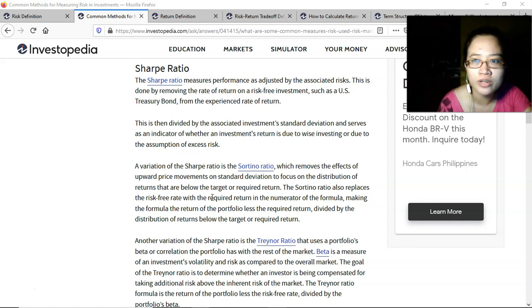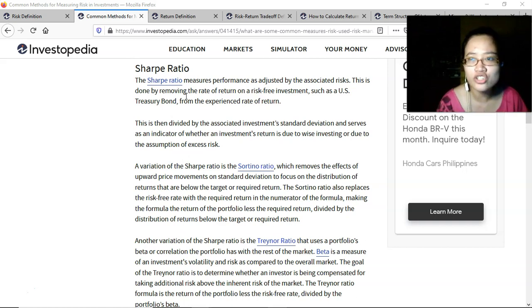Essentially, the inputs that you include in the analysis are only the results wherein the actual is below the expectation. That's the Sortino ratio. It replaces the risk-free rate with the required return in the numerator of the formula. For example, the risk-free rate is 4% for government bonds, but the investor wants at least 10% return. So instead of using the risk-free rate of 4%, you're going to use the higher rate, the required return, which is 10%, in the formula. This makes the formula the return of the portfolio less the required return, divided by the distribution of returns below the target or required return.